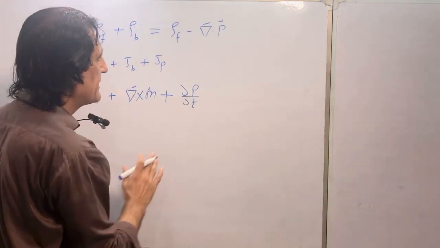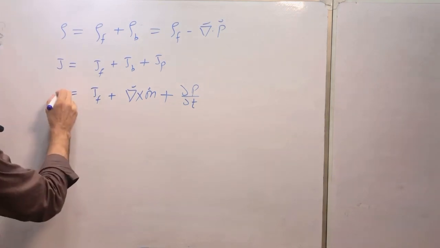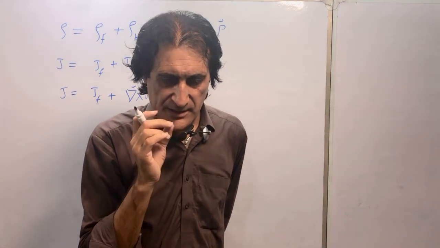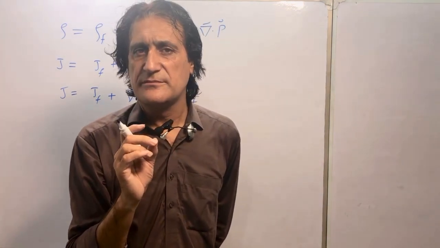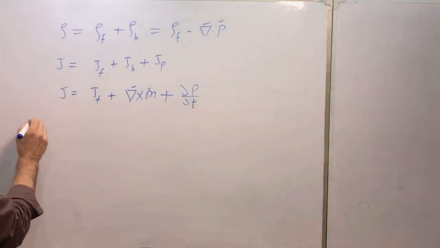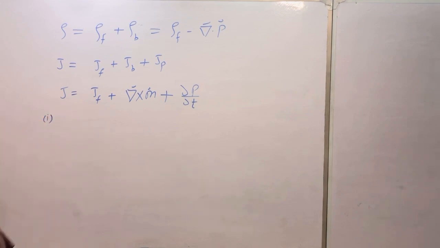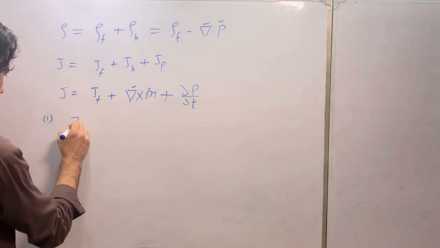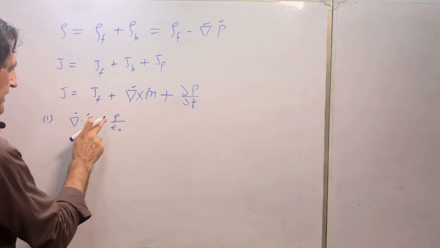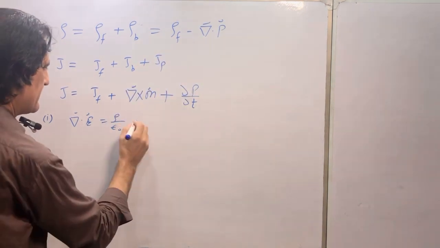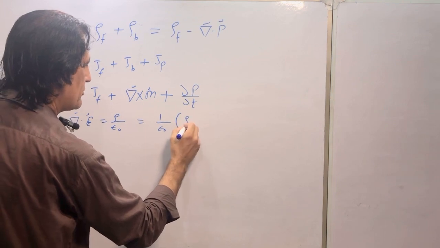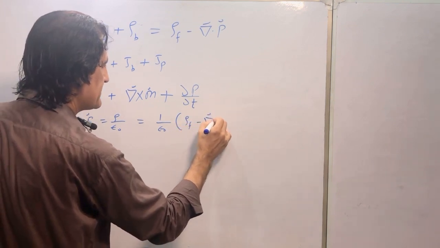Using these concepts, Maxwell's equations can be written like this. The first equation is the divergence of E, which is equal to rho divided by epsilon naught. But rho is equal to this, so this is equal to 1 over epsilon naught times rho F minus divergence of polarization.